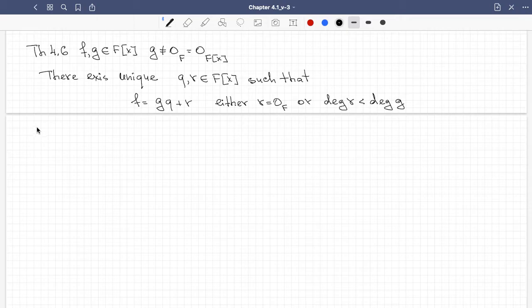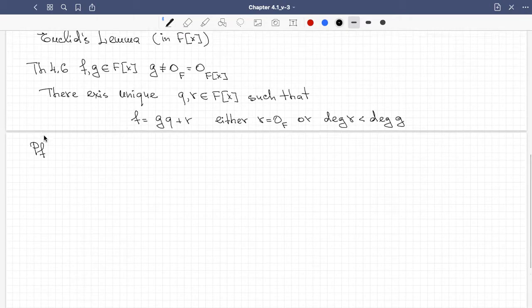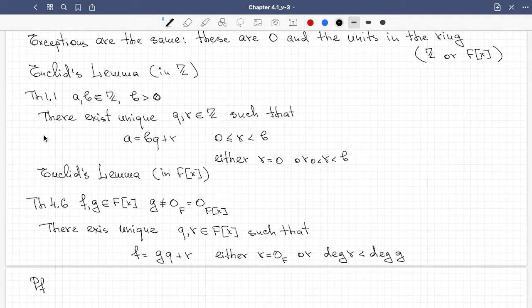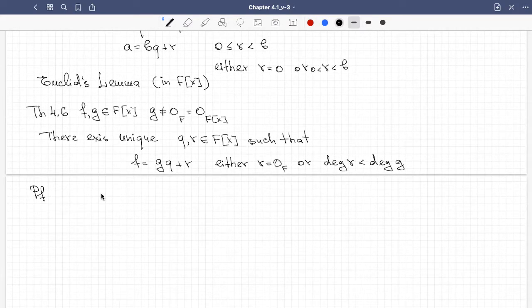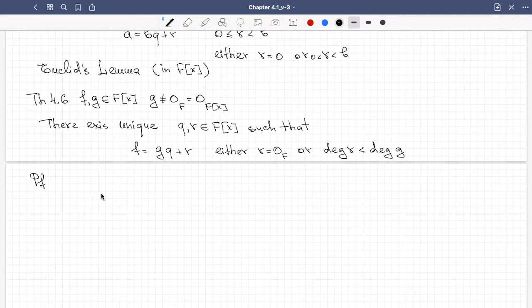I will give a proof which is not from the book. I actually proved Euclid's lemma in chapter 1 also differently than the book does. In both cases, the book goes into detailed analysis of the division algorithm. So it performs division with remainder for integers. Now it is going to perform division with remainder for polynomials. I will try to avoid that many calculations and follow the same proof I gave in chapter 1.